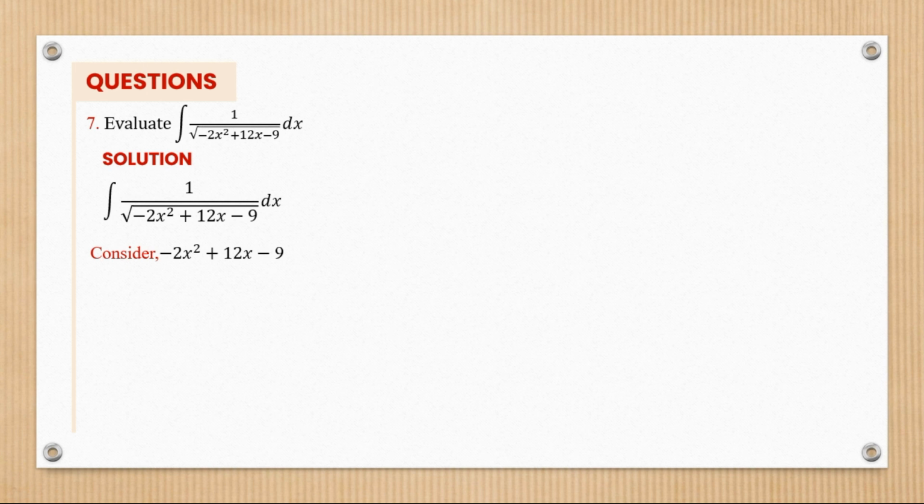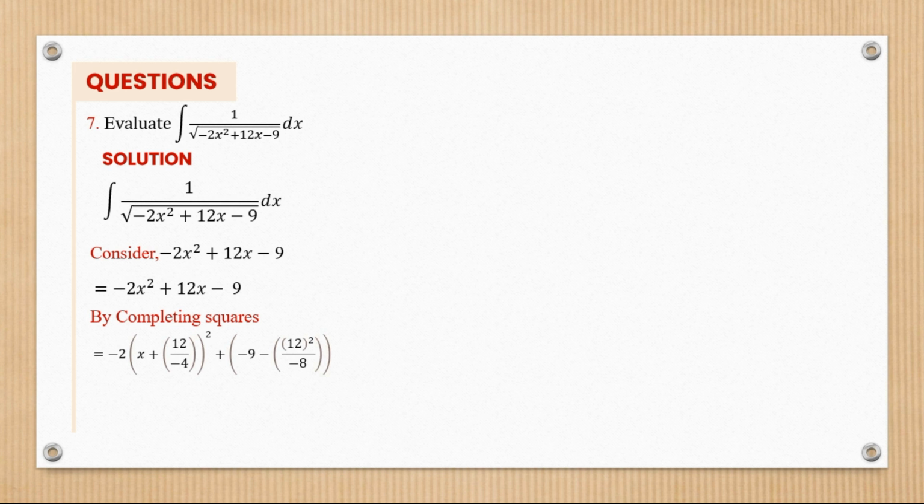So now let's consider negative 2x squared plus 12x minus 9. As you can already see, by completing squares, we'll have negative 2 into (x plus 12 over negative 4) squared plus (negative 9 minus 12 squared over negative 8), which is how it will be. And then it will be negative 2 into (x minus 3) squared plus 9, which when we arrange this properly, we'll have 9 minus 2 into (x minus 3) squared. And that's what we have.